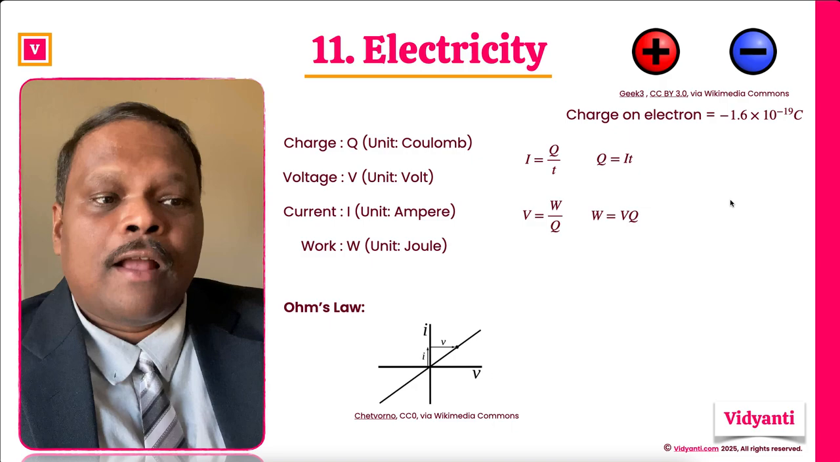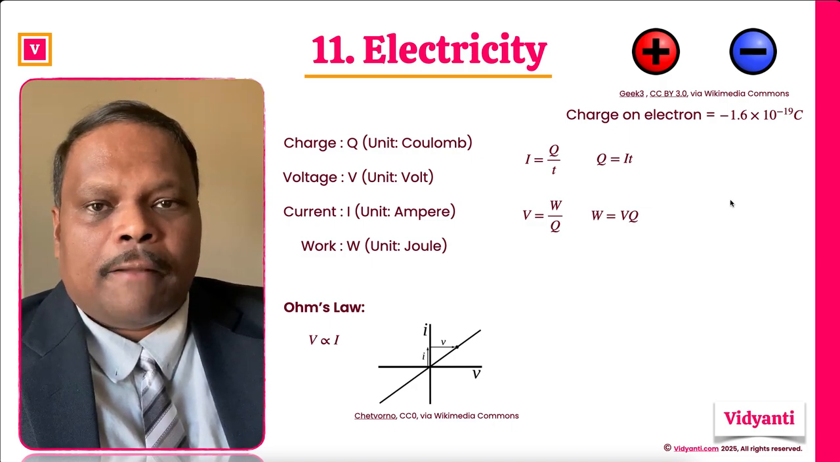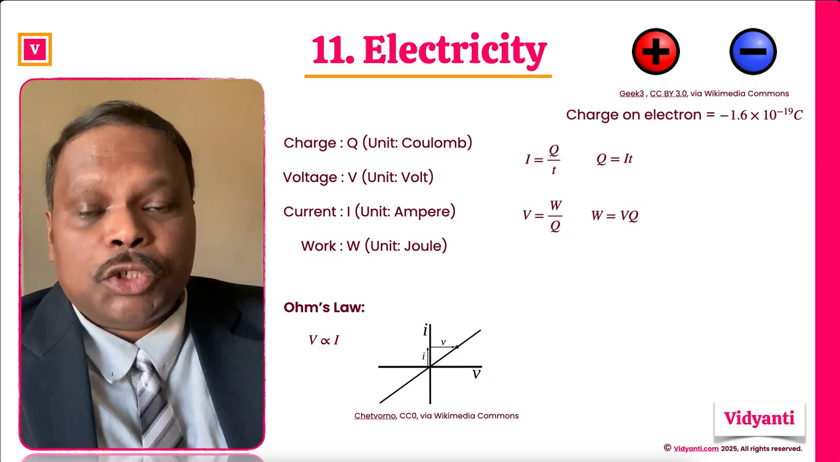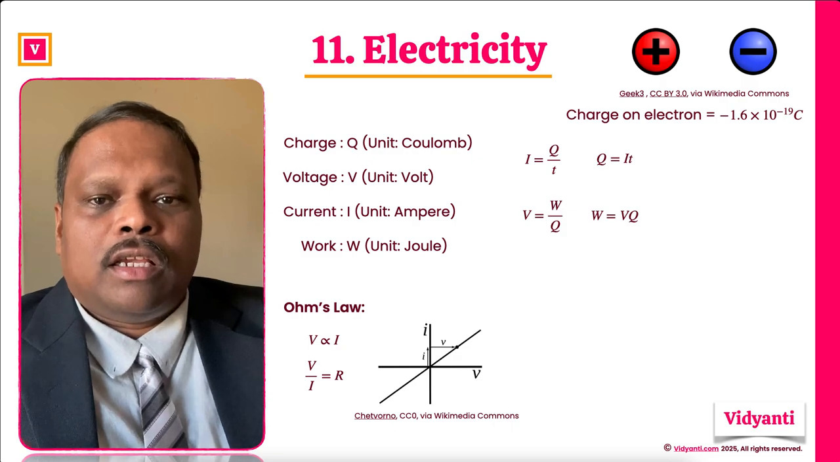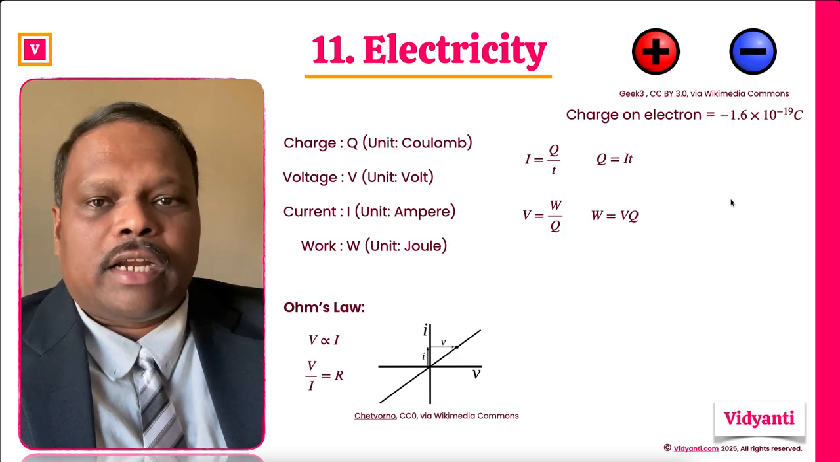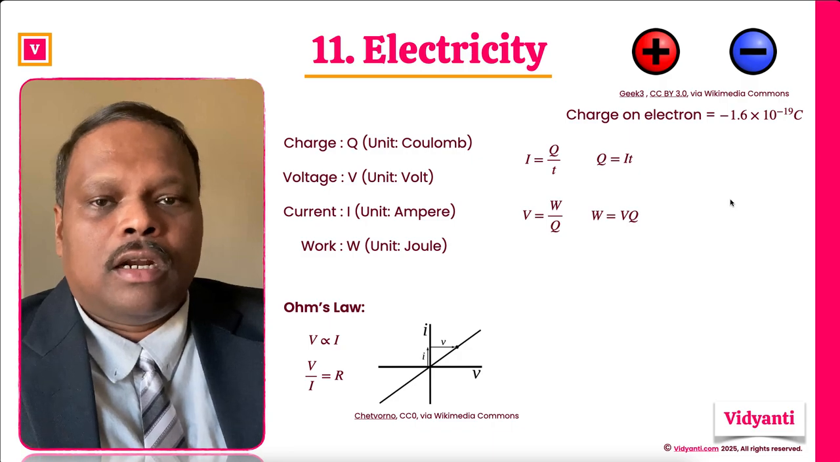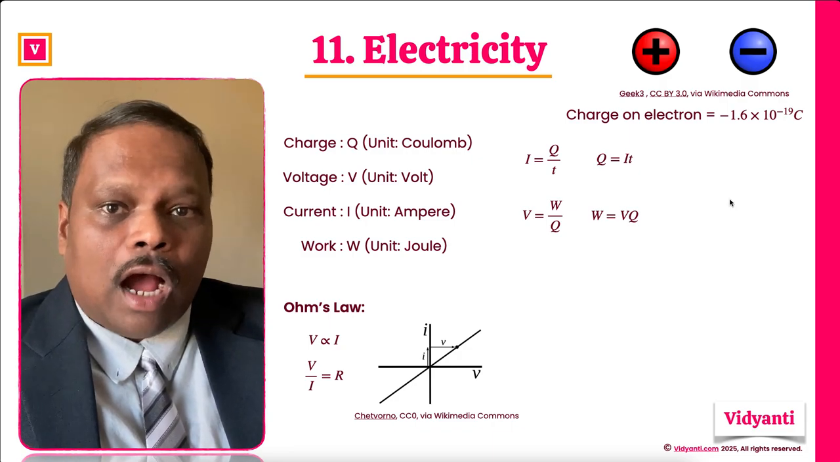It says that voltage is directly proportional to current, and when two things are directly proportional to each other, that means their ratio is constant. So we can say that voltage divided by current is constant, and that is the resistance of that conductor. So V divided by I is R.